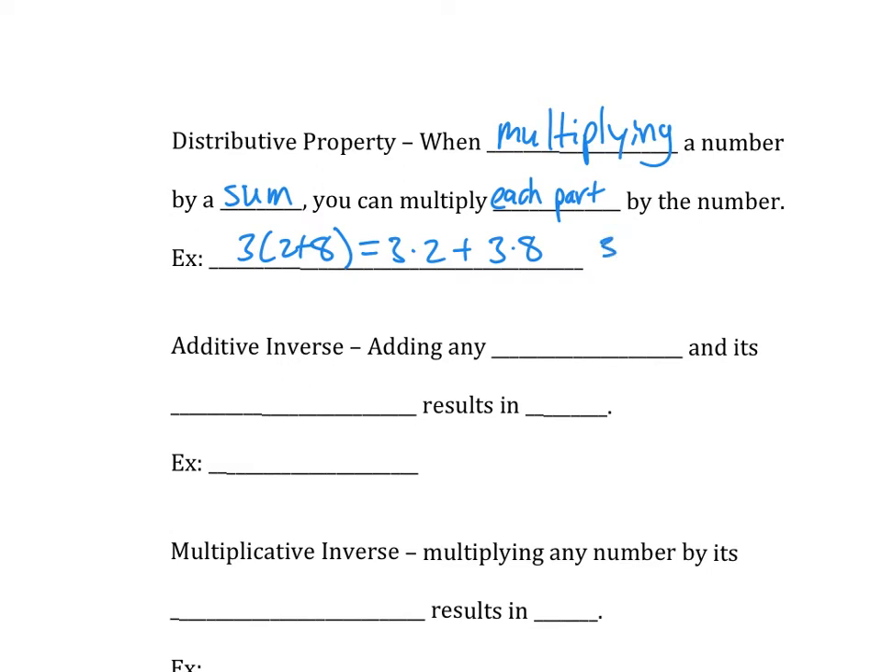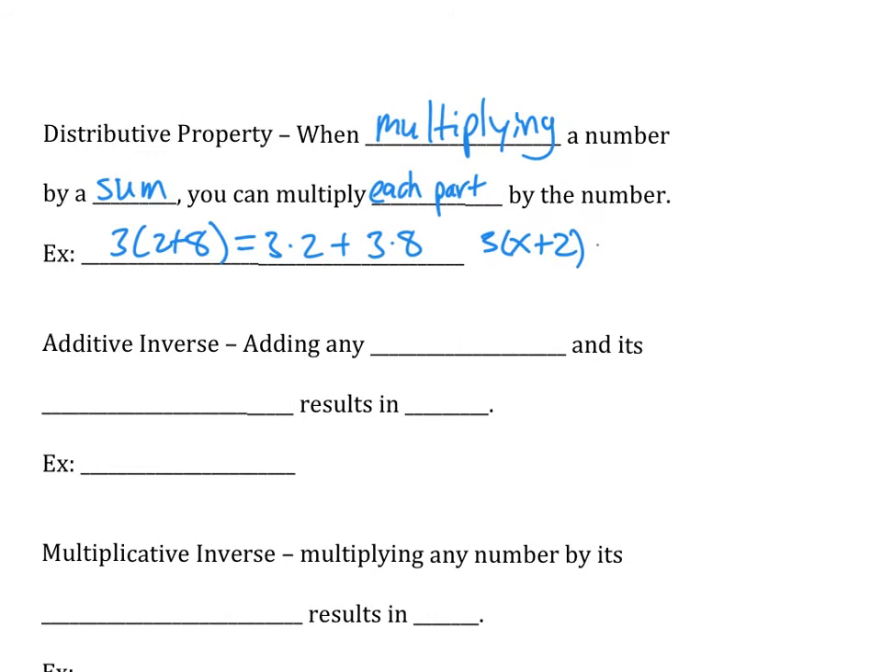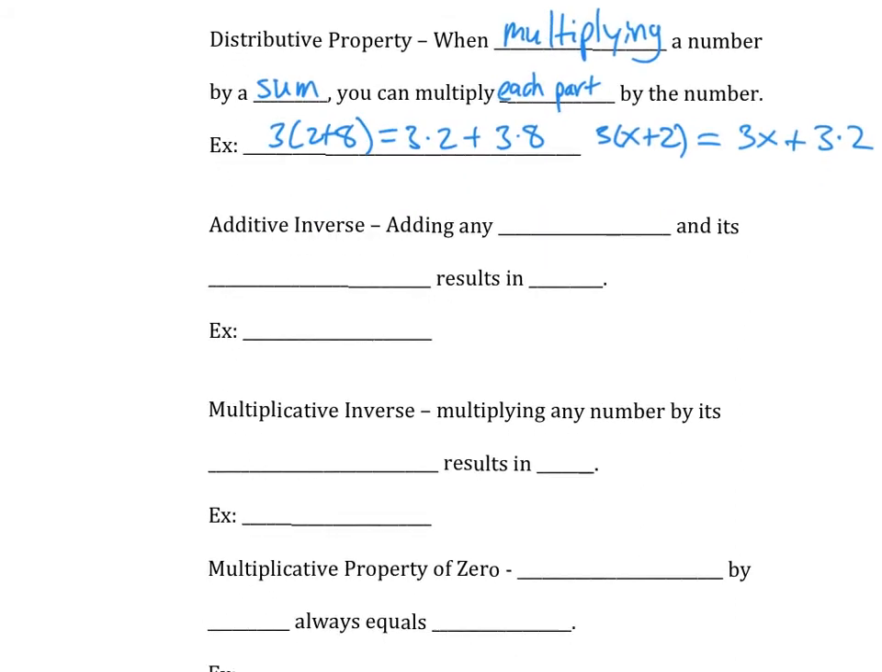So we had 3 times x plus 2, and we wanted to distribute that. So that would be equal to 3 times x plus 3 times 2. So we just distribute that number that we are multiplying by.